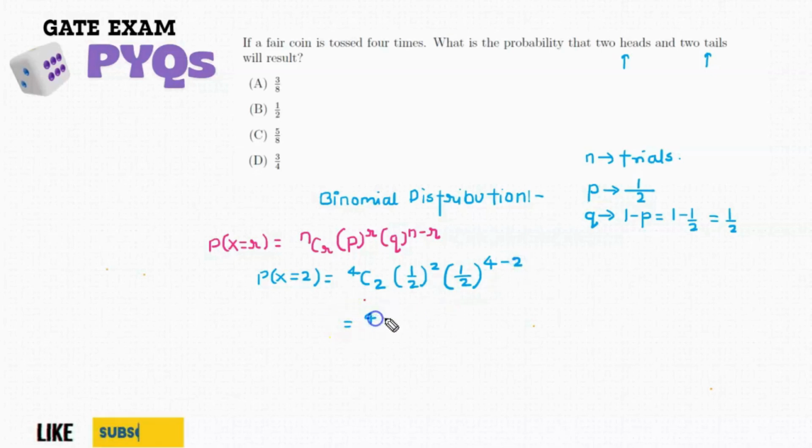So this comes out to be 4 choose 2, times 1 over 4, and this also is 1 over 4. Simplifying this, what we'll get is 6 for 4C2, and 4 times 4 is 16. So further we can simplify. It is going to be 3 divided by 8. Hence, the correct option is going to be option A.